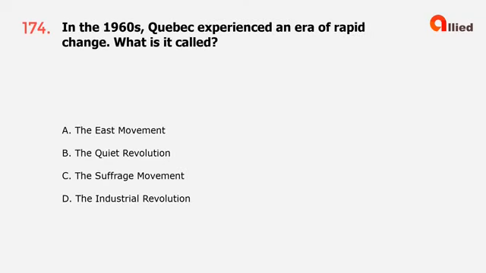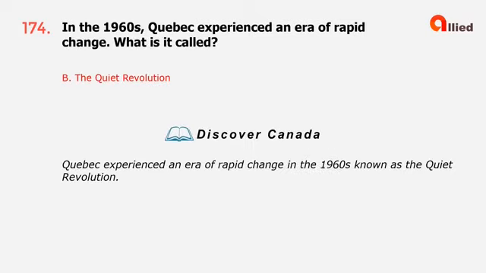Question 174. In the 1960s, Quebec experienced an era of rapid change. What is it called? A. The East Movement. B. The Quiet Revolution. C. The Suffrage Movement. D. The Industrial Revolution. The answer is B. The Quiet Revolution.